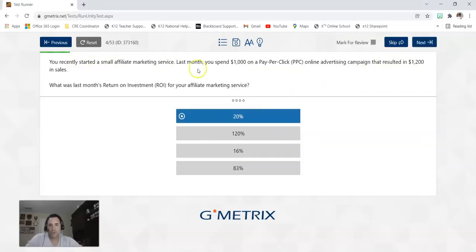So we have to make sure when we read these questions, we look for what they are asking for, your return on investment. That's not $1,200 profit, that's $1,200 in sales. It cost you $1,000, so your profit was $200.